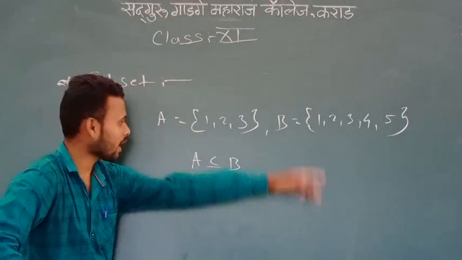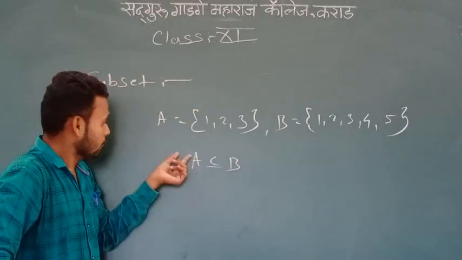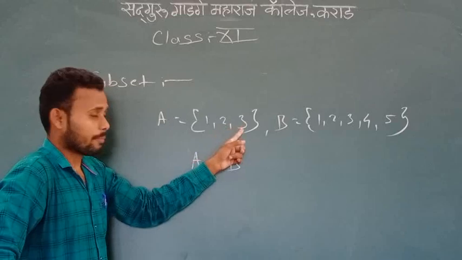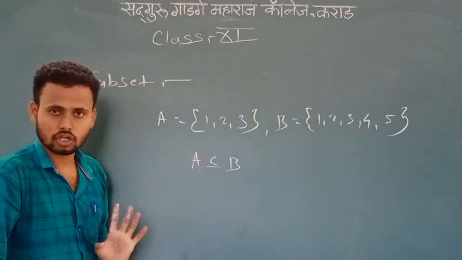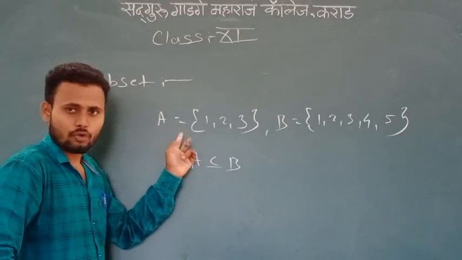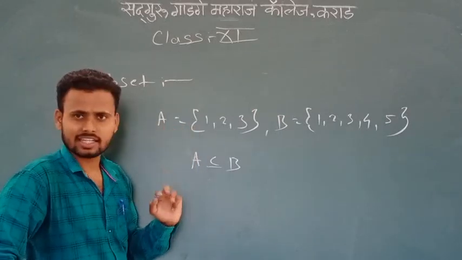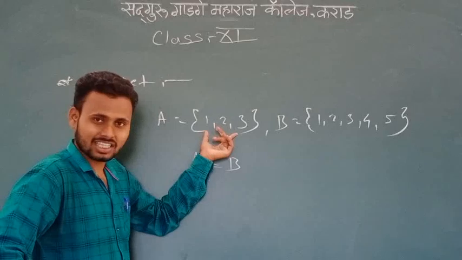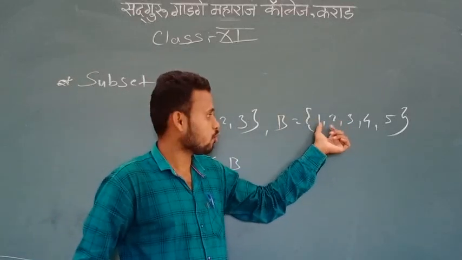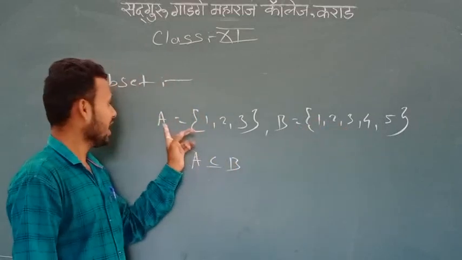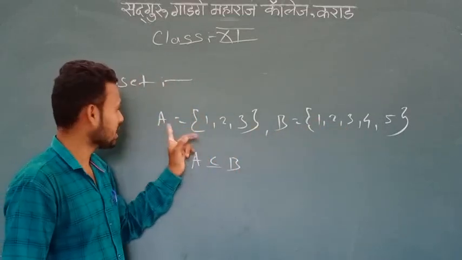We can say that. Why? What does the subset definition say? If every element of A is also an element of B, then we say that A is a subset of B. Here we observe that in set A there are three elements 1, 2, 3. All these three elements are also elements of the set B: 1, 2, 3. Therefore, by the definition of subset, we say that A is a subset of B.